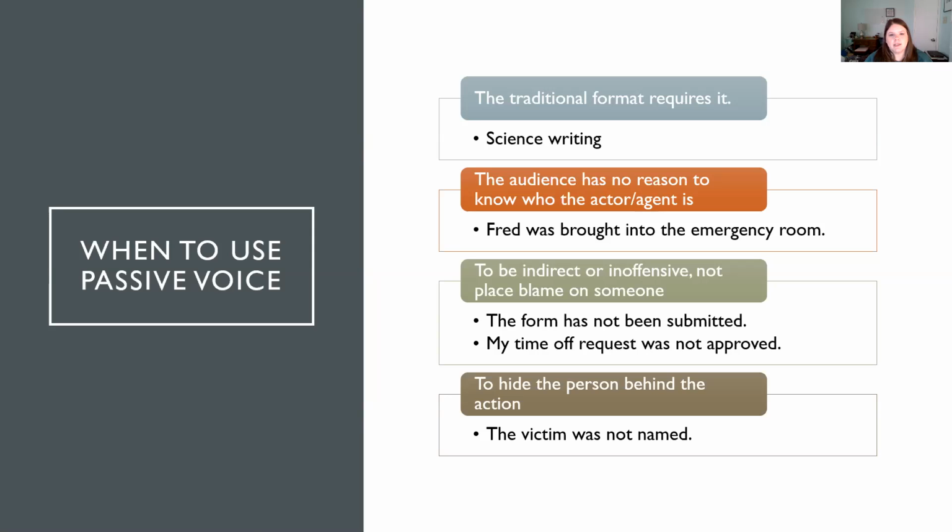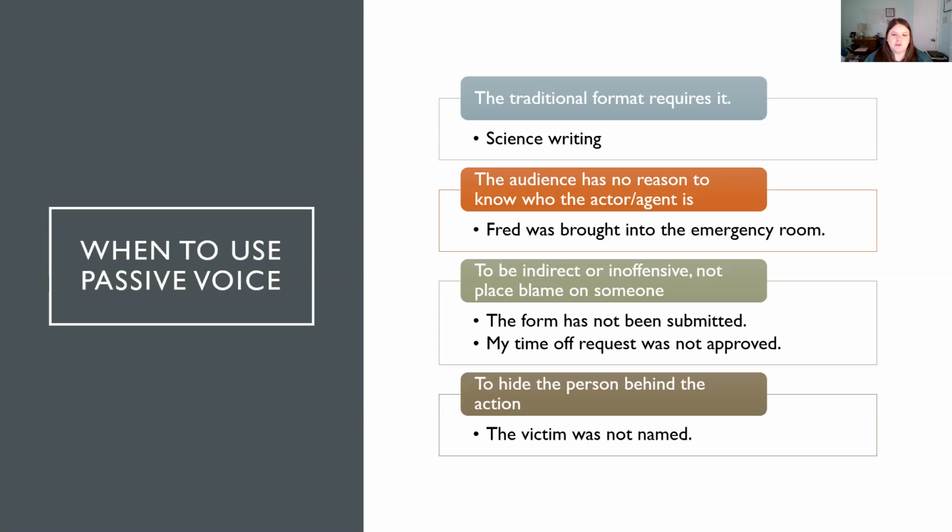The second thing is the audience has no reason to know who the actor or agent is. For instance, something like Fred was brought into the emergency room. Somebody brought him there. There may be some situations where you need to know who brought the person, right? But the point here is that he is now in the emergency room and he was brought there by someone. And so in that situation, passive voice is fine.